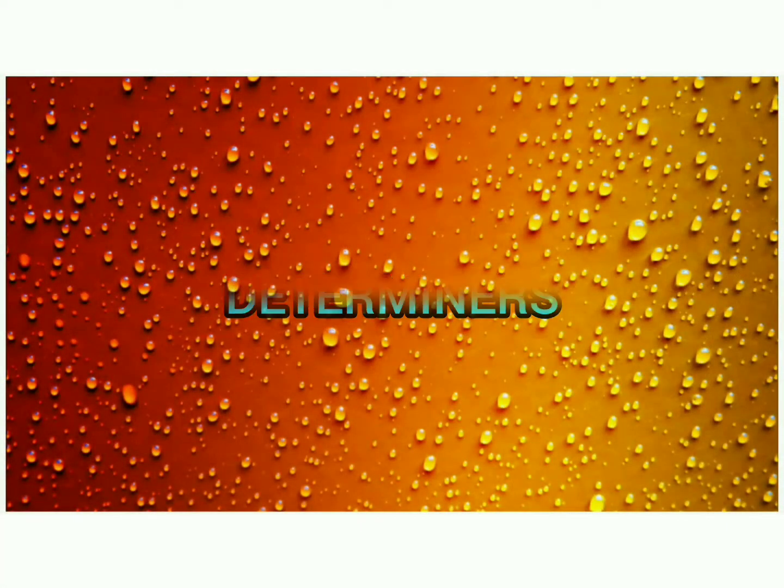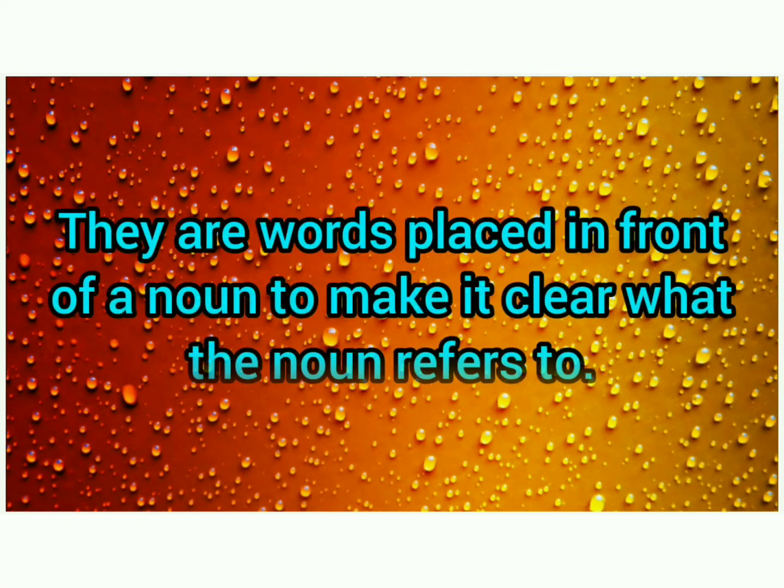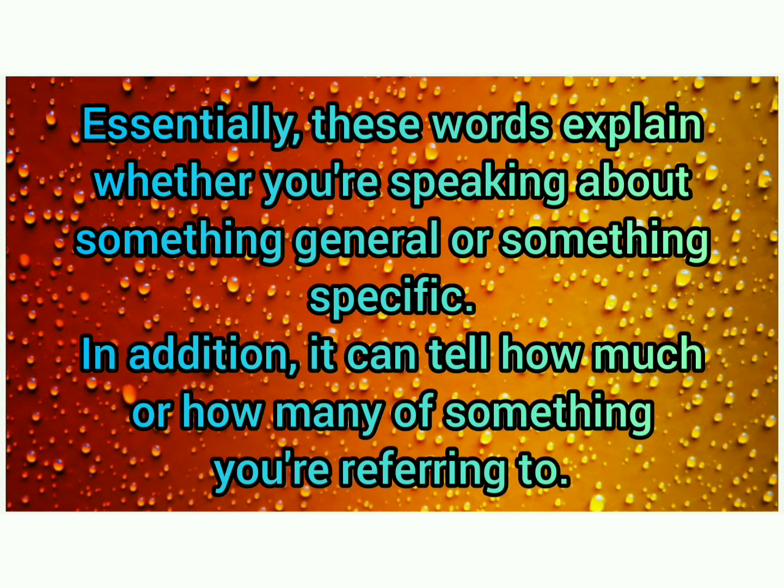Determiners. What are determiners? They are words placed in front of a noun to make it clear what the noun refers to. Essentially, these words explain whether you're speaking about something general or something specific. In addition, they can tell how much or how many of something you're referring to.